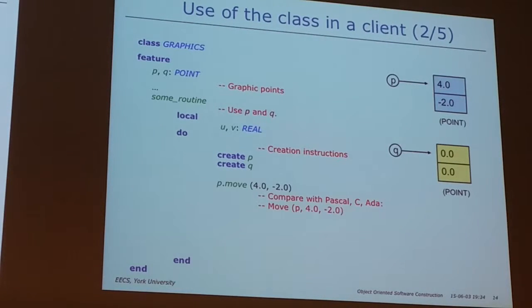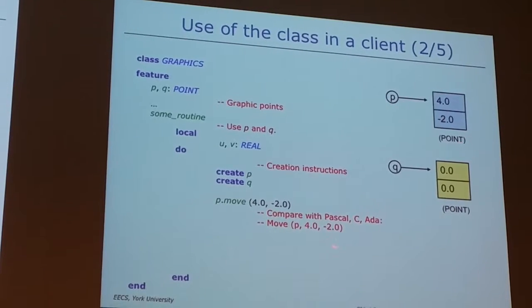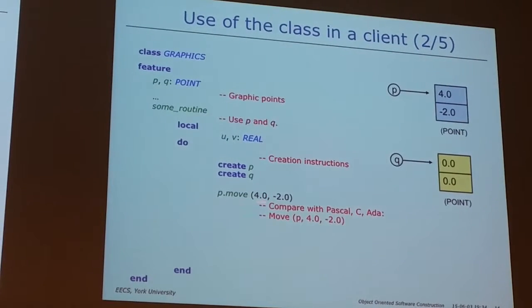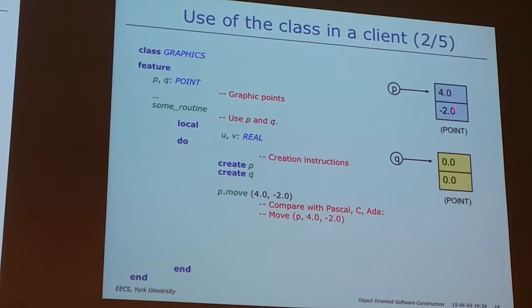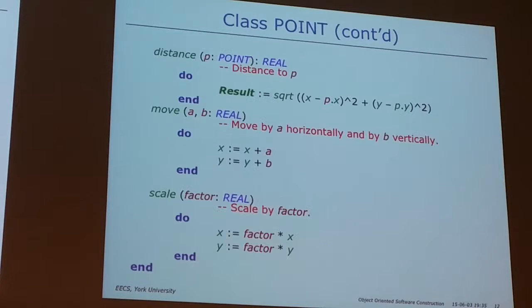Okay, so now we are trying to do p.move. When you say p.move, what does that really mean? That means calling this feature move on the object that is referred to by the reference p. So it has nothing to do with q. And where do we find the definition? We have to go to the class. Remember in the previous slide, we have the move there. So simply apply that definition to do the updates.